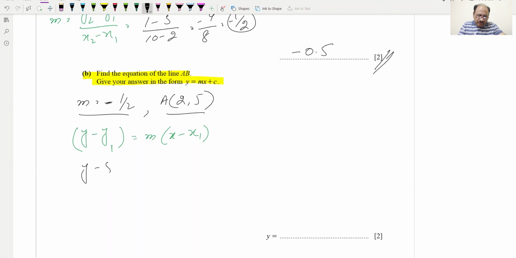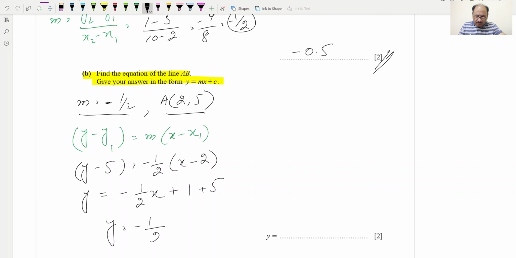So y minus 5 will be equal to the gradient, minus 1 by 2, into x minus x1, which is 2. Now we can write it in y is equal to mx plus c format. So y is equal to minus 1 by 2 x plus 1, and minus 5 we can shift to the other side, so plus 5. So y is equal to minus 1 by 2 x plus 6, and this will be our final equation. y is equal to minus 1 by 2 x plus 6, and this is a 2-mark question which we have done.